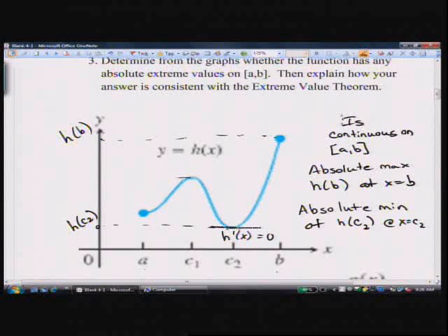But right here, what do you notice? Well, h prime is 0 right there, right? But in that case, it's actually h prime at c1, but that's not the absolute max on the closed interval. So we really have just what we call a local max here. And that would be h prime of c2, right? Yeah.